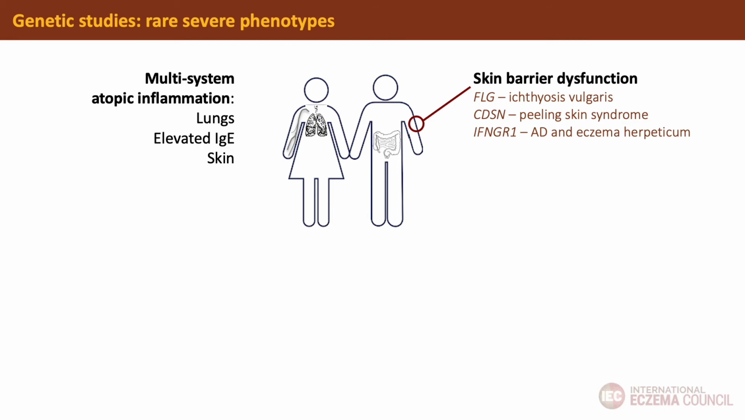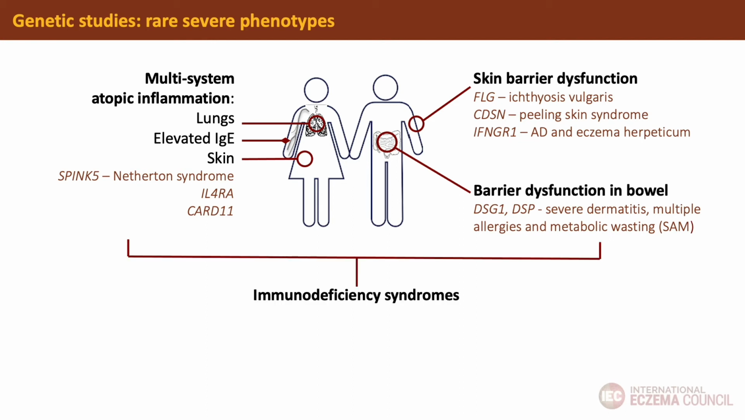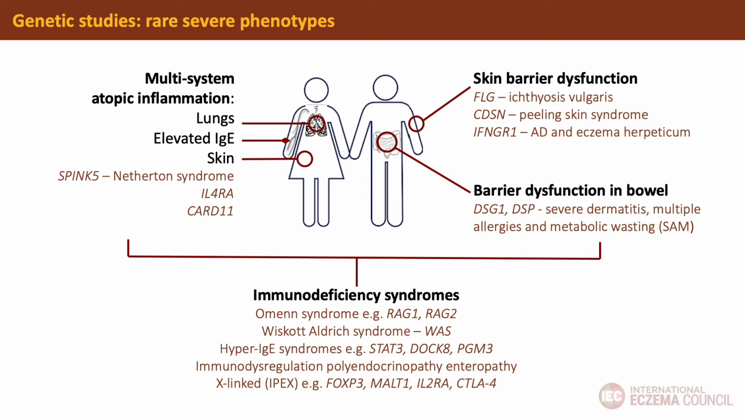Multisystem atopic inflammation can occur in the lungs, the bloodstream, as well as the skin. And examples here include SPINK5 mutations causing Netherton syndrome. Barrier dysfunction in the bowel can be caused by desmoglein or desmoplakin mutations, resulting in severe dermatitis, multiple allergies, and metabolic wasting. And lastly, there are many immunodeficiency syndromes that have some features of atopic eczema or other atopic phenotypes, and several examples are listed here.